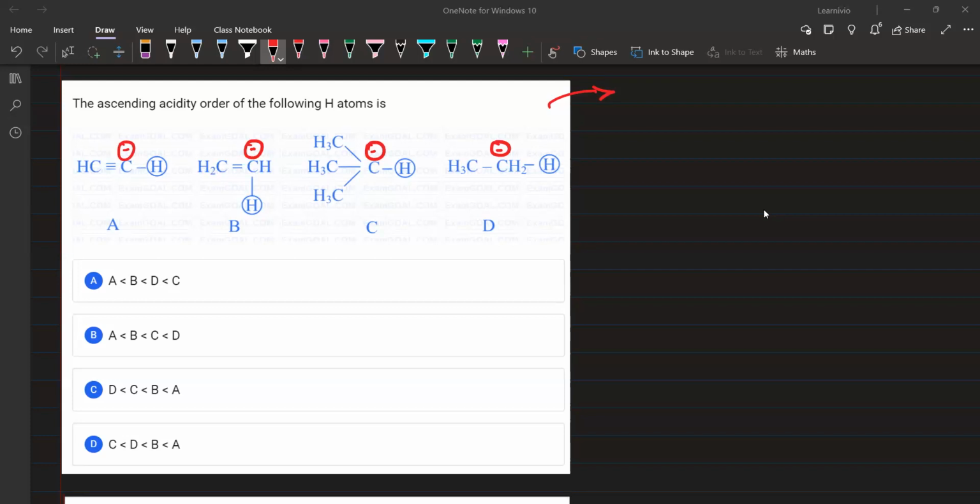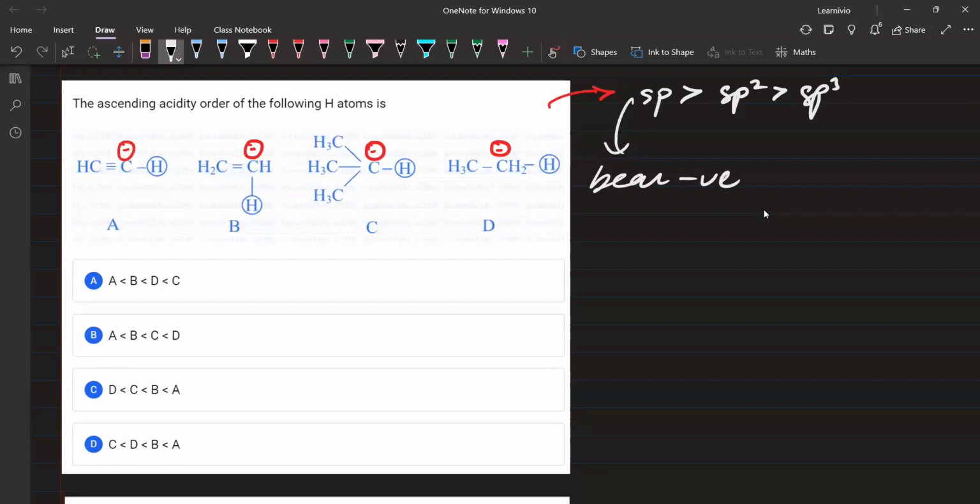Let me explain this. First of all, regarding electronegativity, sp is going to be the most electronegative, followed by sp2, and then sp3. Why is sp more electronegative? Because it has more percentage s character, and when you have s character, the electrons are nearer to the nucleus, so they are more attracted by the protons. So it can attract electrons easily if present in the s orbital. If sp is most electronegative, that means it can bear negative charge easily.